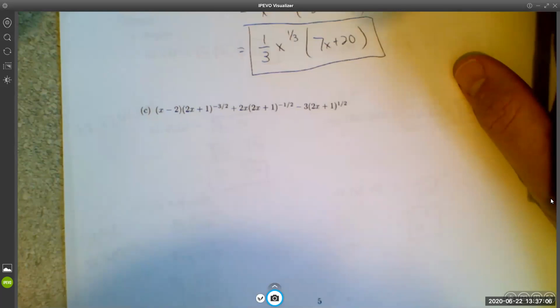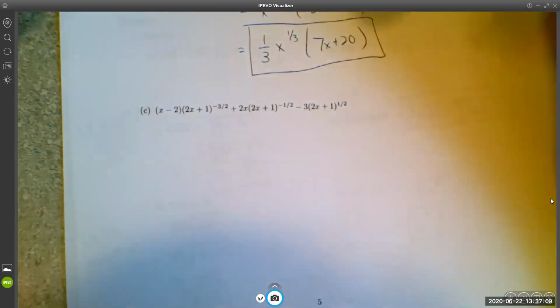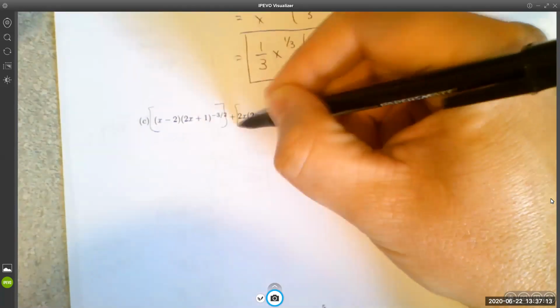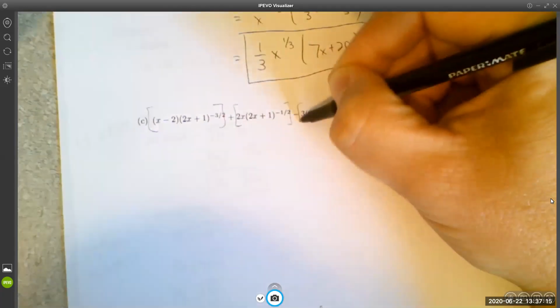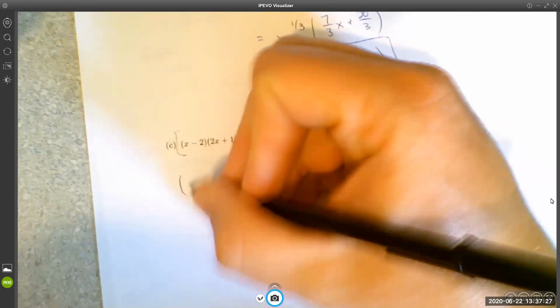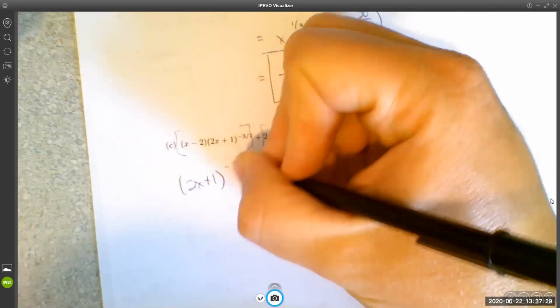Okay, looking at these three terms, there are three terms now, right? There, and there. So looking at those three terms, the one factor that they all have in common is 2x plus 1. And the smallest exponent is -3/2. So I know I can take out a 2x plus 1 to the -3/2.